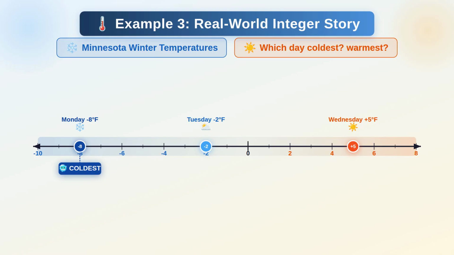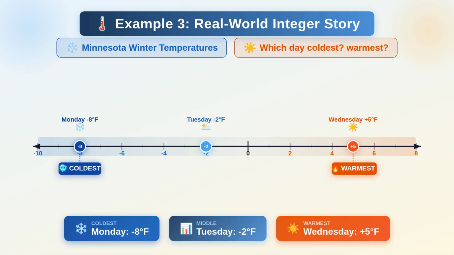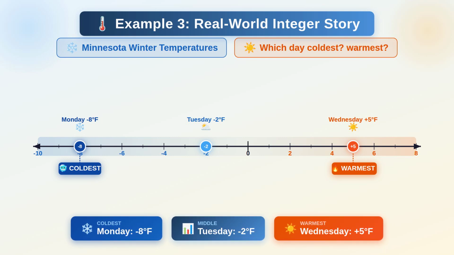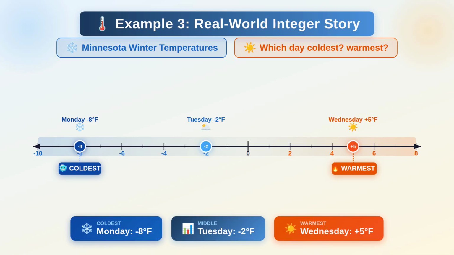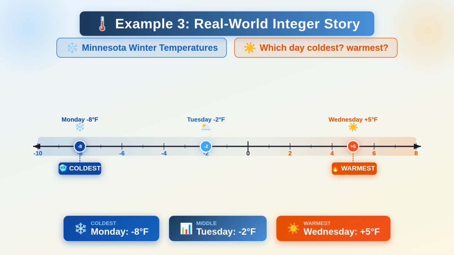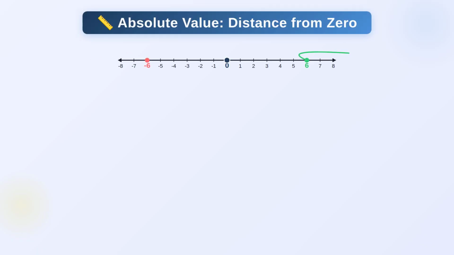Wednesday hits +5 degrees. Which day is coldest? Which is warmest? Plot them on a number line. -8 is 8 steps to the left. -2 is 2 steps to the left. And +5 is 5 steps to the right. Monday at -8 is the farthest left. That's the coldest day. Wednesday at +5 is the farthest right. That's the warmest day. The number line tells the whole story.